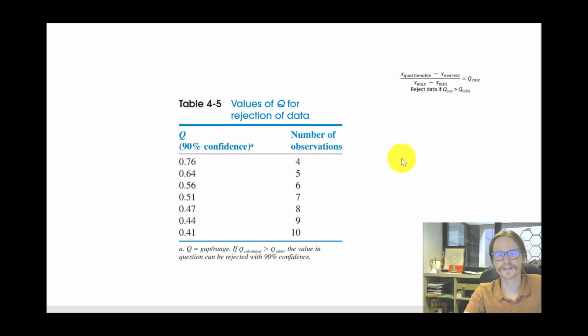So if you did 10 measurements, you'd look over at the Q table, and you'd say, okay, 0.41 is my value at 90% confidence. And if your calculated value was greater than 0.41, you would statistically say that that data point is not part of the population and must be due to some systematic error that you can remove from your calculation. So you would remove that data.